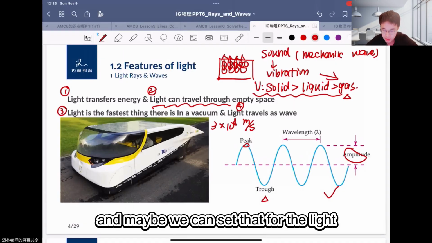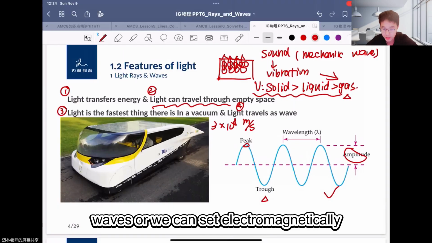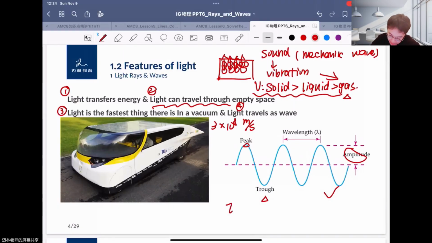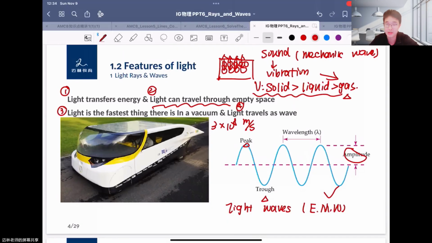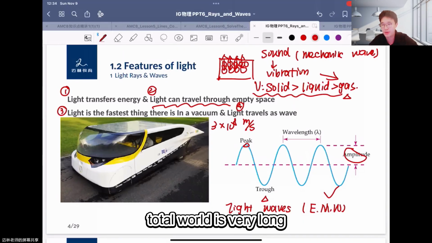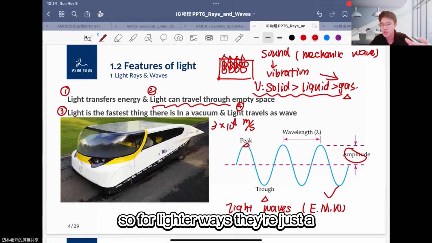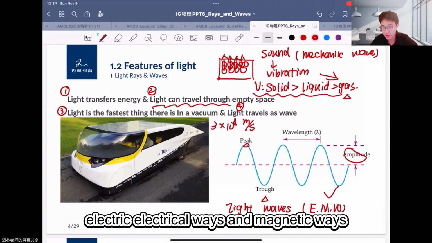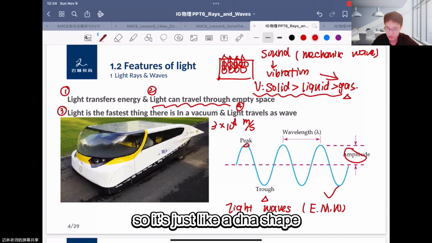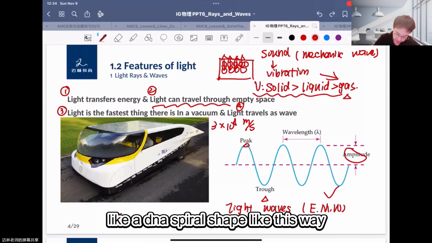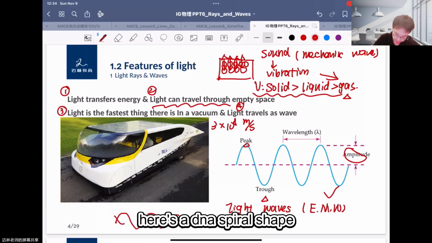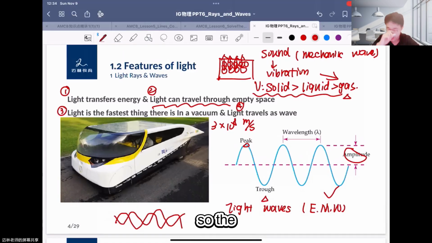Now for light waves, or electromagnetic waves, we use EMW to represent electromagnetic wave because the full word is very long. Light waves are a combination of electric waves and magnetic waves. It's like a DNA spiral shape, like this way. The electric field is combined with the magnetic field as it travels.